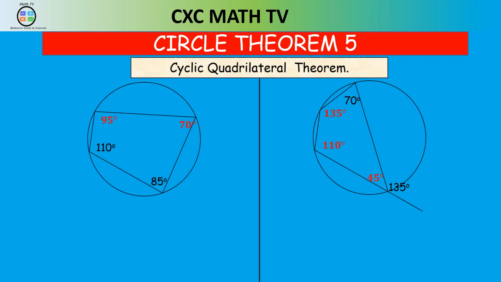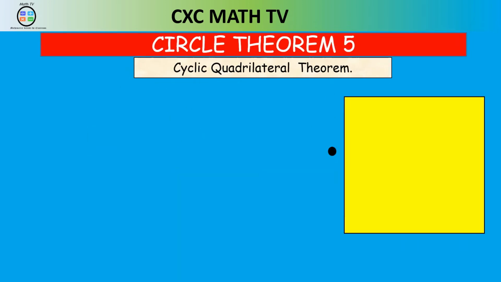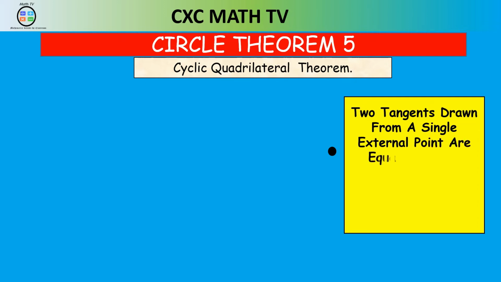So we can just replace them and put them in the diagram right here. Now let's look at an extension of the cyclic quadrilateral theorem. Now, if we have two tangents drawn from a single external point and they are equal in length, two tangents and two radii, they will form a cyclic quadrilateral.